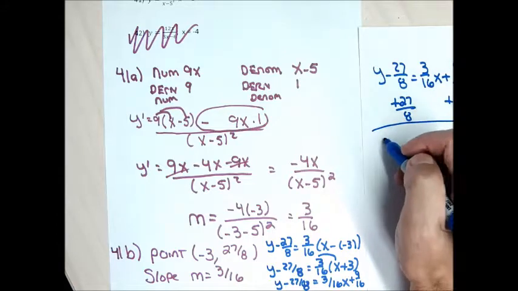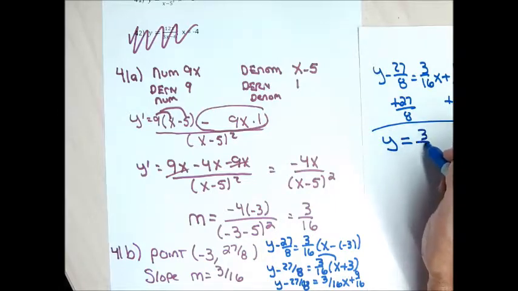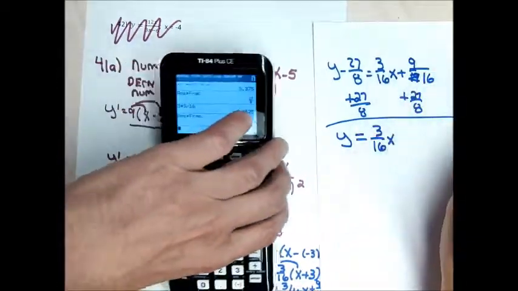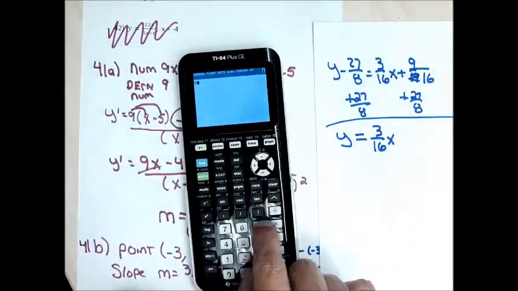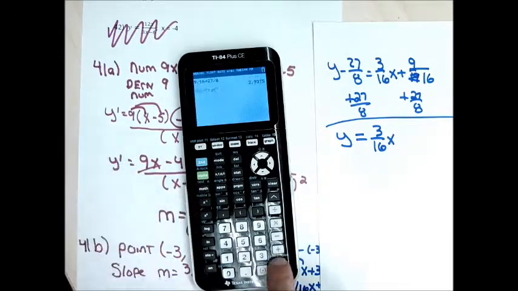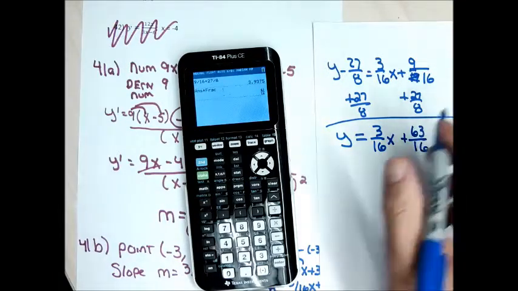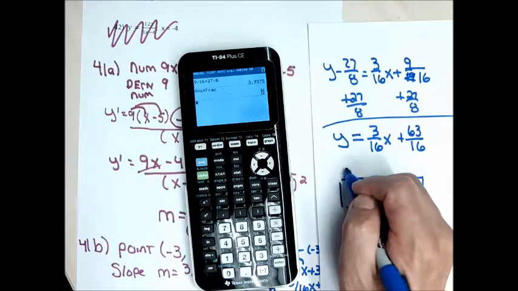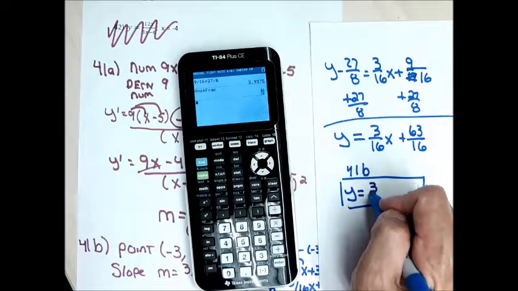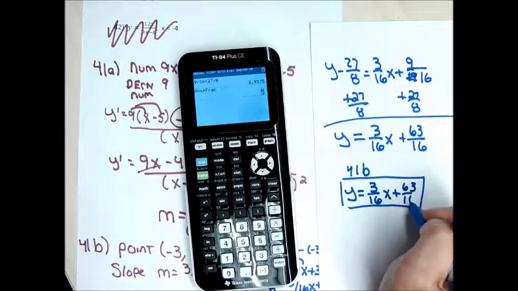That's going to give me basically my answer. On the left-hand side, I'm going to cancel the 27 over 8s. On the right-hand side, the x part's not going to change, but the number part is. And to change the number part, I just do 9 divided by 16 plus 27 divided by 8. Math, enter, enter, and I get plus 63 over 16. So the answer to 41b is exactly that. The equation of the tangent line is y equals 3 over 16x plus 63 over 16.